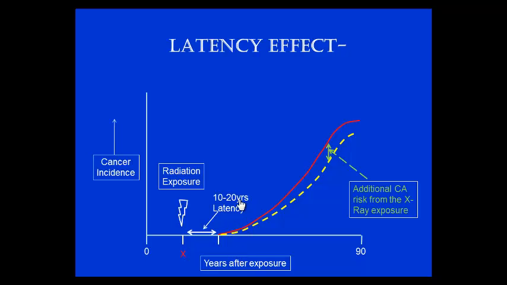So I think if we think about that, though, when you have that radiation exposure, you've got about a 10 to 20 year latent period before there's any effect, and then that effect does grow over time. So that's the difference in the normal cancer rate and then that additional cancer rate due to radiation. So that's what we're concerned about.